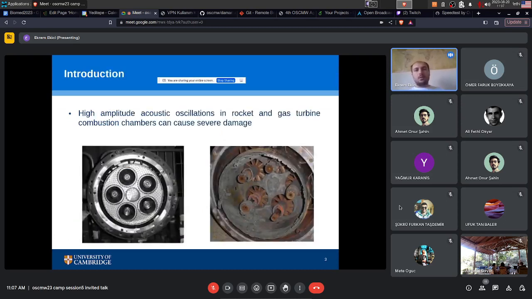So, high amplitude acoustic oscillations in combustion chambers within rocket engines or gas turbine engines can cause several structural damages like this. This is the combustor right after manufacturing, and this is the combustor after 6 months of operation. As you can see, this combustor is damaged because of the uncontrolled acoustic oscillations within the combustion chambers.